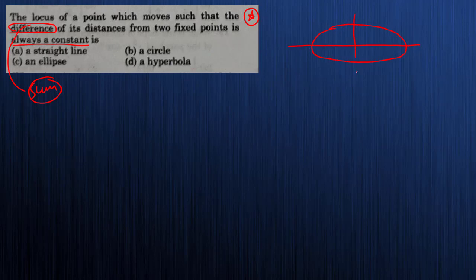Okay, see here. So these are the two fixed points we have. Now the sum of the distances from these two fixed points, you take the sum or you take the difference, it is going to be constant. You take any point on an ellipse, any point, this difference is always going to be the same, which is a constant. Okay, so your answer is option number C.